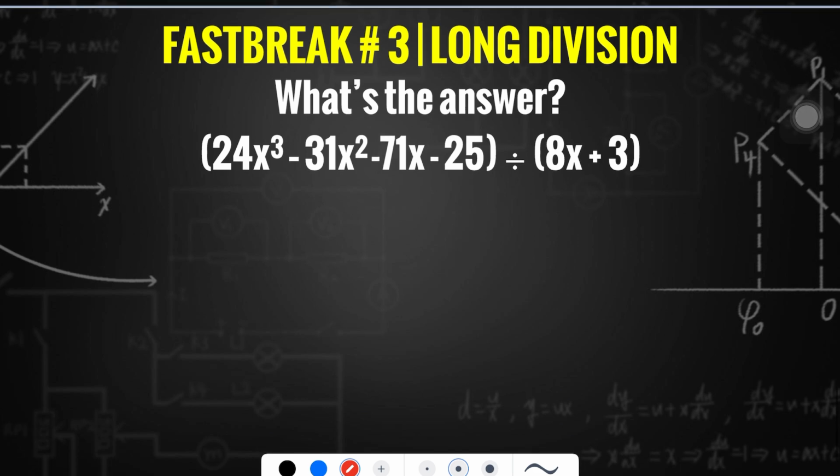So this is your assignment, fast break number 3 for long division. We have quantity 24x cubed minus 31x squared minus 71x minus 25 divided by quantity of 8x plus 3. So what's the answer? You're going to answer this on your own. We'll answer it together on our next video or session.